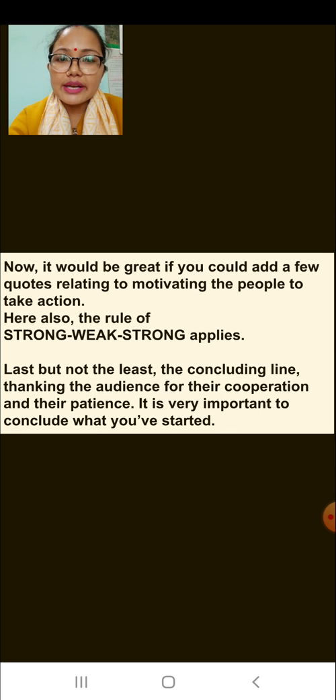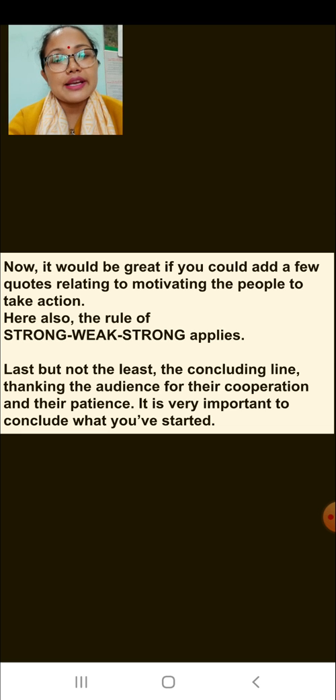Now it would be great if you could add a few quotes relating to motivating the people to take action. Here also the rule of strong, weak, strong applies. Last but not the least, the concluding line, thanking the audience for their cooperation and their patience. It is very important to conclude what you have started.